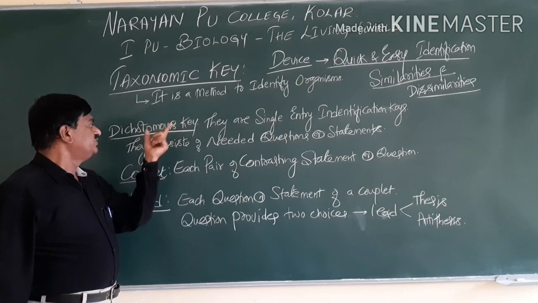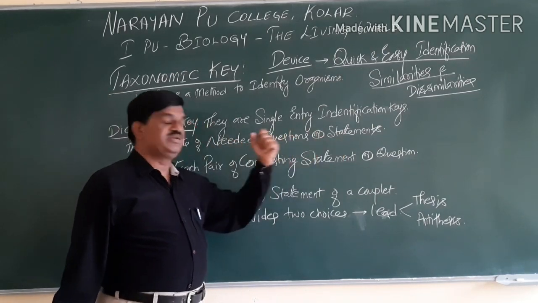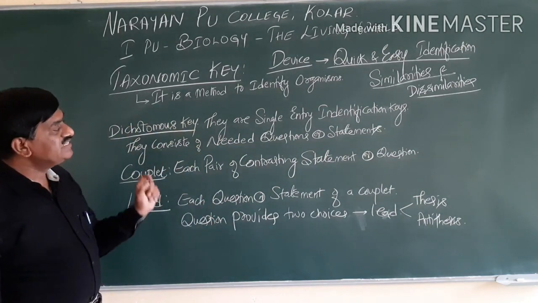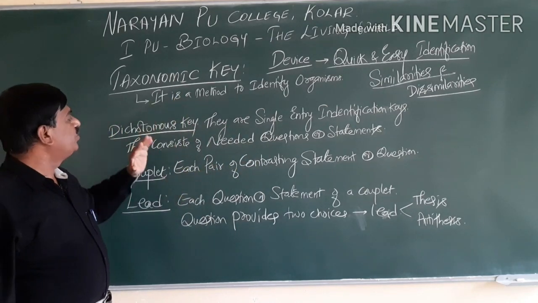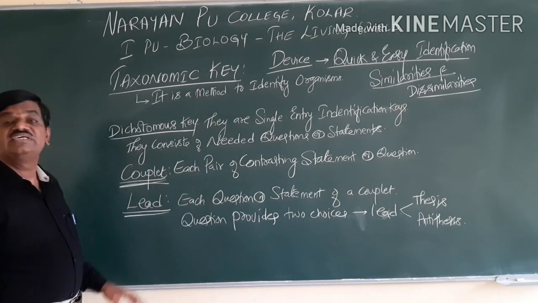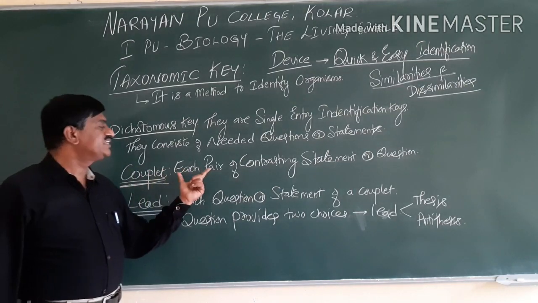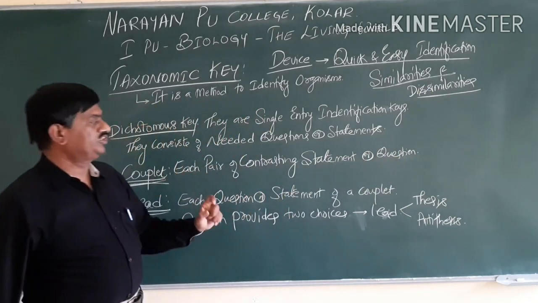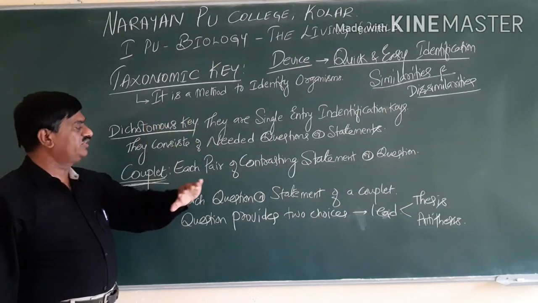So this dichotomous key consists of needed questions or statements. Here each question or statement is used because each character we call a statement. Based on that there are two words, one is called couplet and the other one is lead. The word couplet is nothing but a pair of contrasting statements or questions. It is a pair of contrasting statements, either this or that.